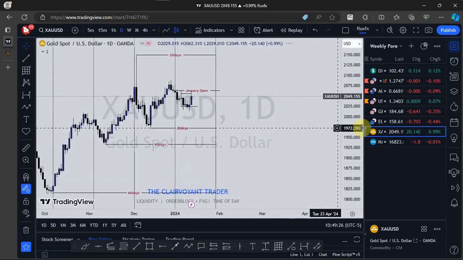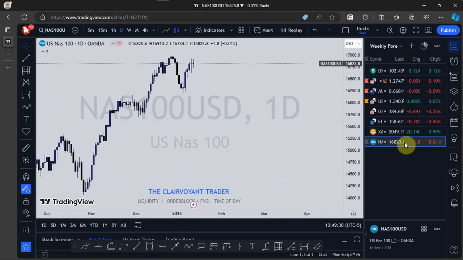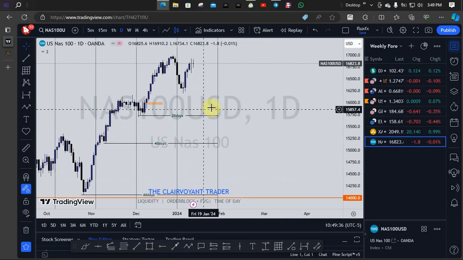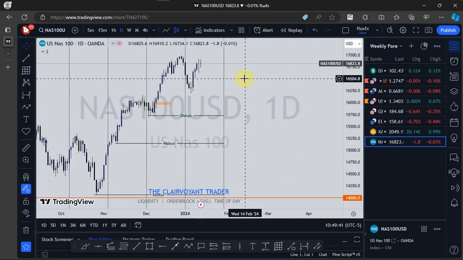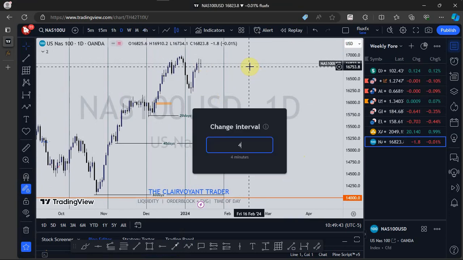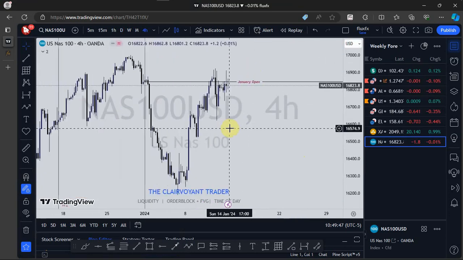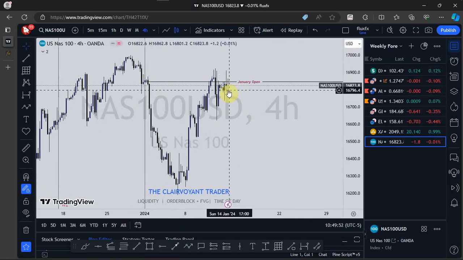Let's look at what is happening on NASDAQ. For NASDAQ, last week I told you I'm expecting to see price retrace a little bit, then we see a push to the upside. But it happens that price is still not giving any clear direction at the moment. We've seen price take out this high, we've seen price take out this high, and at the moment we are slightly below January's opening price.